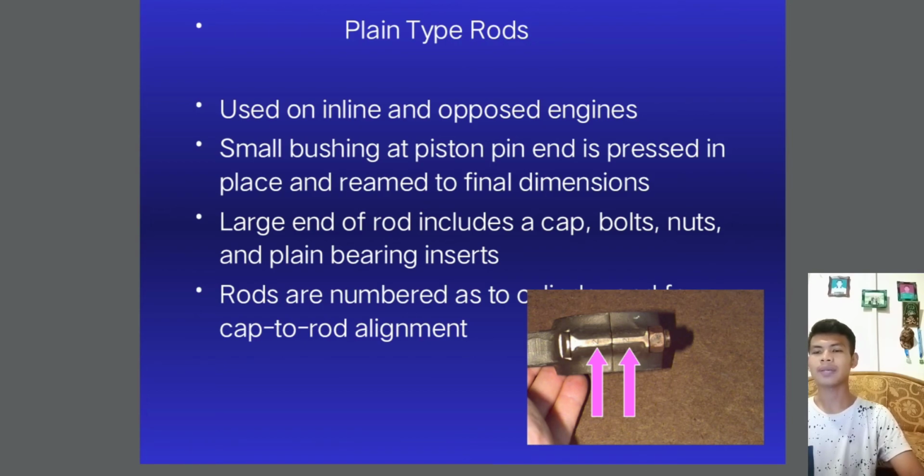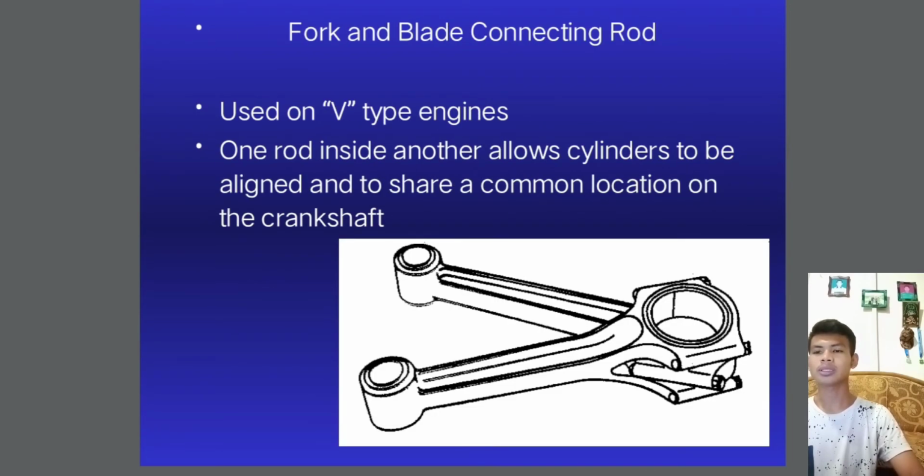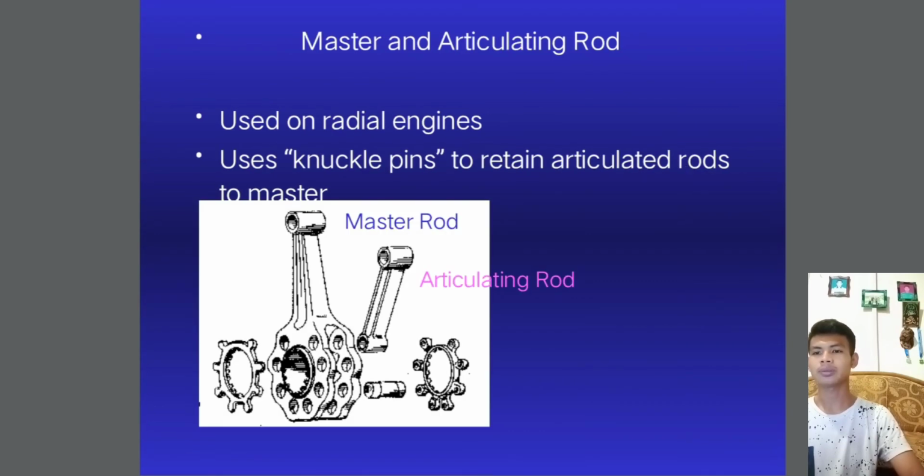Fork and blade rod, used on V-type engines. One rod inside another allows cylinders to be aligned and to share a common location on the crankshaft. Master and articulating rod used on a radial engine. Uses a knuckle pin to retain the articulating rod to the master.